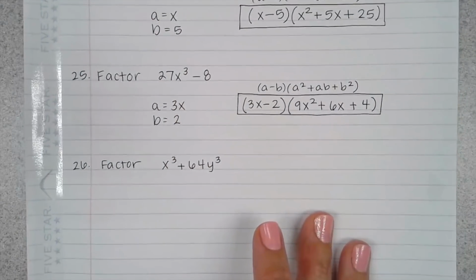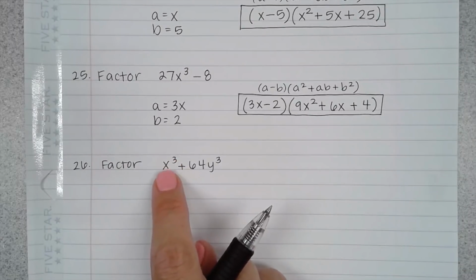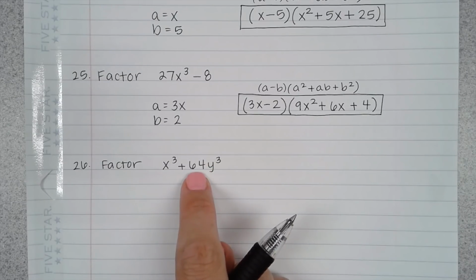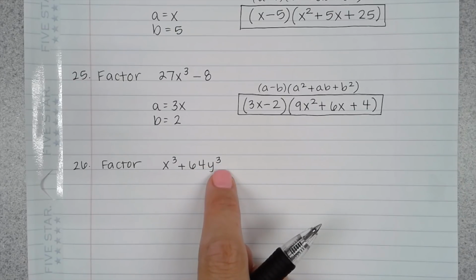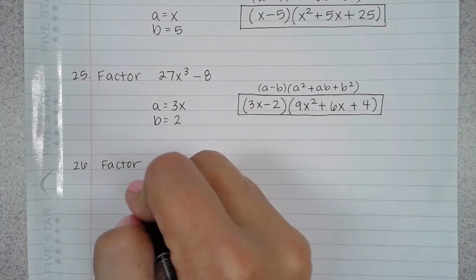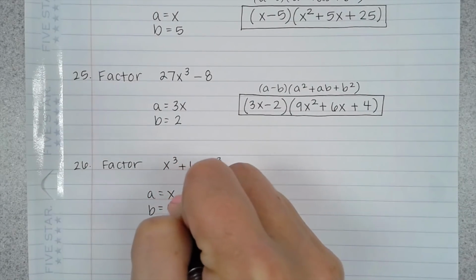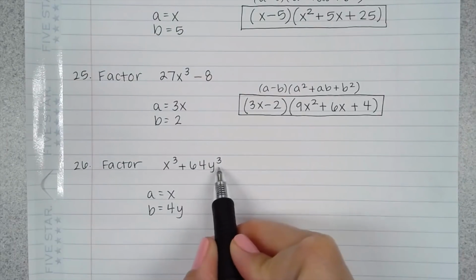I still know that it's following the same pattern because I can do the cube root of this. So x is the cube root of x to the third. And then I can also do the cube root of this because 4 times 4 times 4 would give me back 64, and y times y times y would give me back y to the third. So on this one, my a will be x. That'll be the first part. And then my b is going to be 4y because it's the cube root of this and the cube root of this.